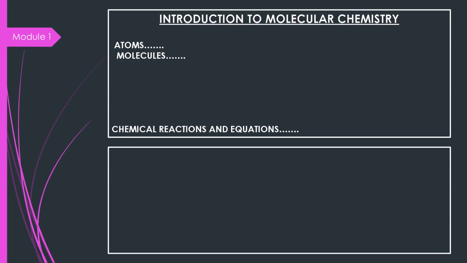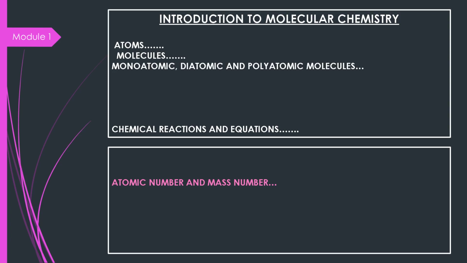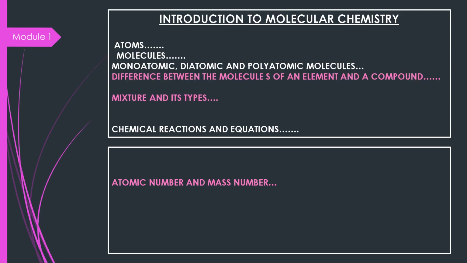We will discuss what an atom is. We will discuss what a molecule is. We will discuss what we mean by an atomic number and mass number. When we talk about a molecule, we will discuss whether it is monoatomic, diatomic or polyatomic. We will also discuss the differences between the molecule of an element and a compound. This is a basic concept where we often make a mistake.